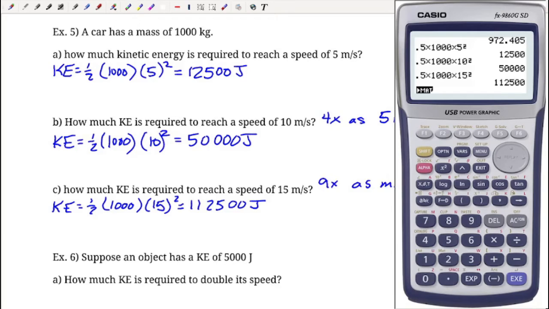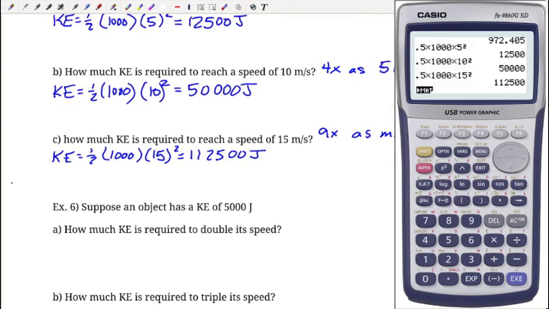because of that velocity squared factor. So 3 times as much speed requires 9 times as much energy, because 3 squared is 9. Just keep that in mind. The faster you go, the energy keeps going up way faster than just double or triple.